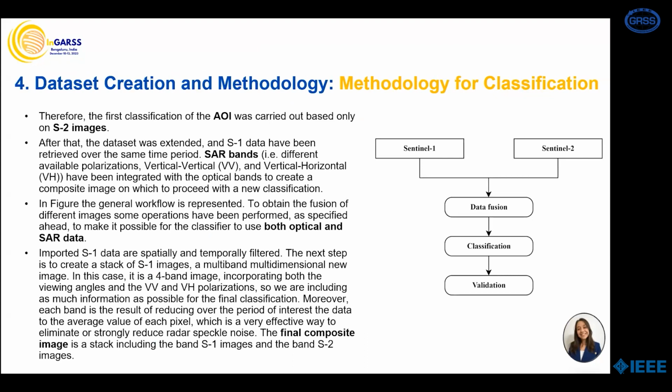SAR bands were integrated with the optical bands to create a composite image, on which we proceeded with a new classification. In the figure, the general workflow is represented. To obtain the fusion of different images, some operations were performed to make it possible for the classifier to use both optical and SAR data. The final composite image is a stack including the Sentinel-1 bands and the Sentinel-2 images.